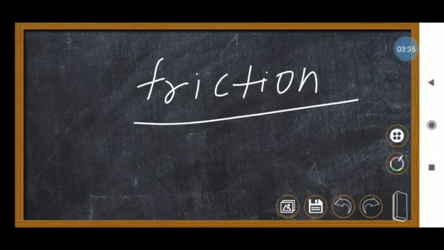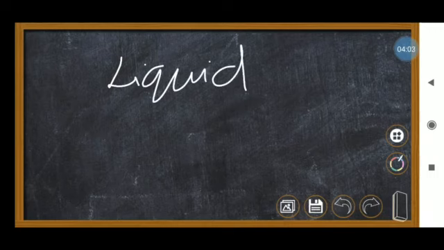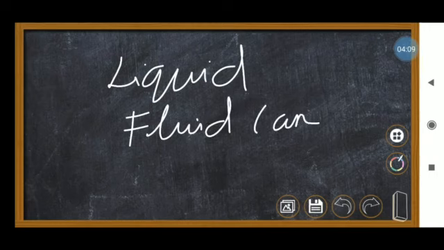Okay, students, these are some ways of increasing and reducing the friction. Friction is an evil, or whatever it is. Okay, and these are the topics I covered in the friction lesson: the basic definition of friction, types of friction, the factors influencing friction, and how to increase and decrease friction. And can a liquid, or fluid, exert friction or not? Fluid can exert friction, so that's a major topic.